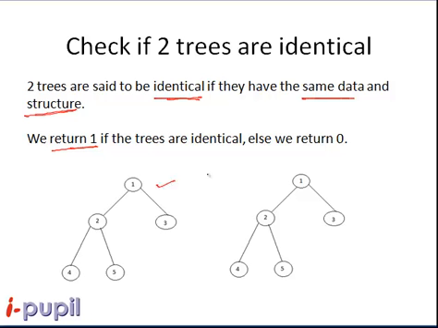We're given two trees. As we can see, both of these trees contain the same data, and they have the same structure. So we return a 1 signifying that the trees are identical.